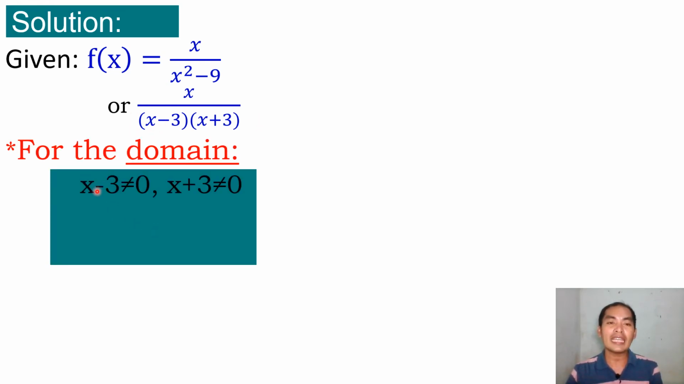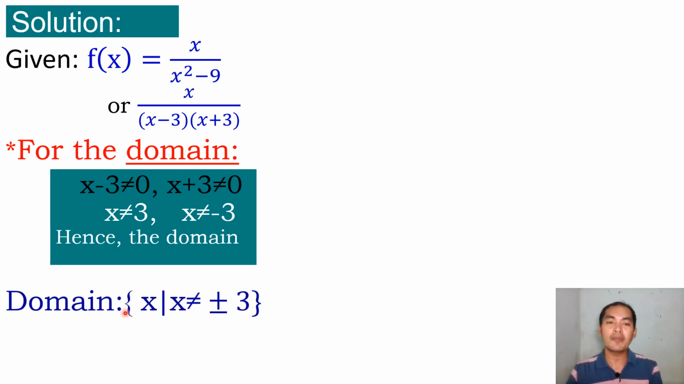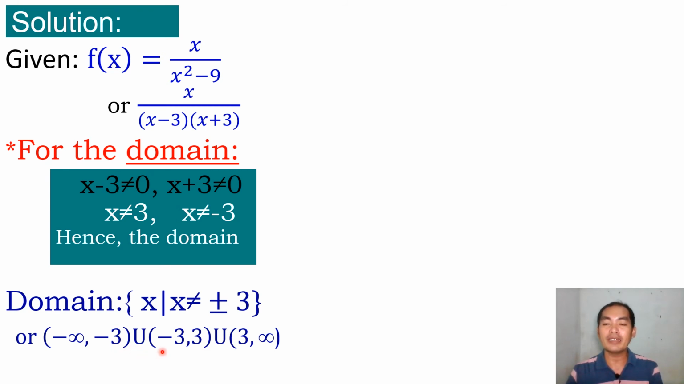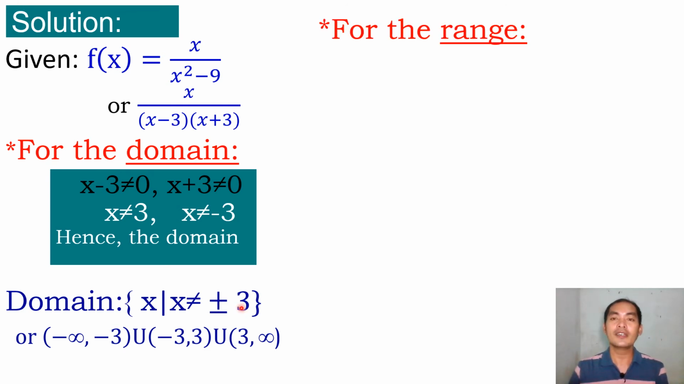So we have x minus 3 is not equal to 0 and x plus 3 is not equal to 0. Therefore, x is not equal to 3 and x is not equal to negative 3. So therefore, the domain is the set of all x such that x is not equal to positive 3 and negative 3. Or we have an open interval from negative infinity to negative 3, union, open interval from negative 3 to 3, and union, open interval from 3 to positive infinity. Because we have two numbers not included in the set.